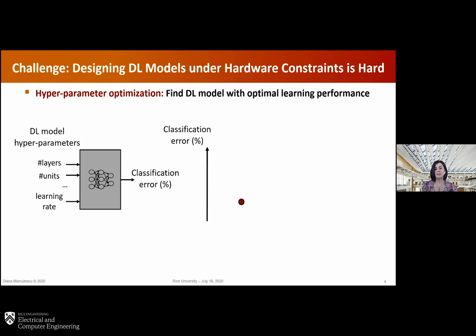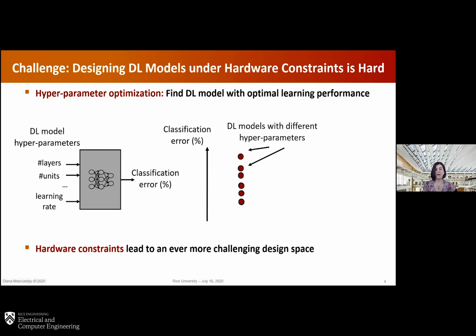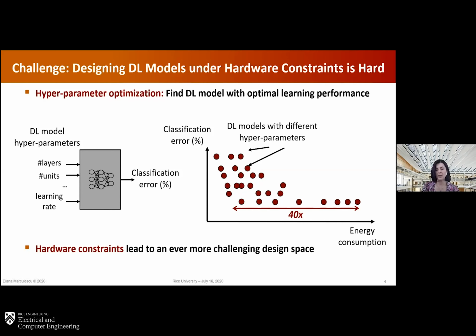The challenge with that is that you're going to end up with quite a bit of a search space. So you're going to have a lot of deep learning models with different hyperparameters. So your goal would be to identify these models that live here at the lowest classification error space. However, if you introduce hardware constraints to this search space, the problem becomes even more complex. Let's pick energy consumption as a hardware metric. In that case, you can get up to 40x difference between these models. So you will get quite a range in terms of both accuracy as well as energy cost.